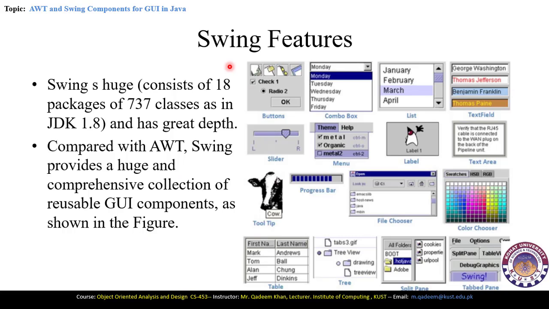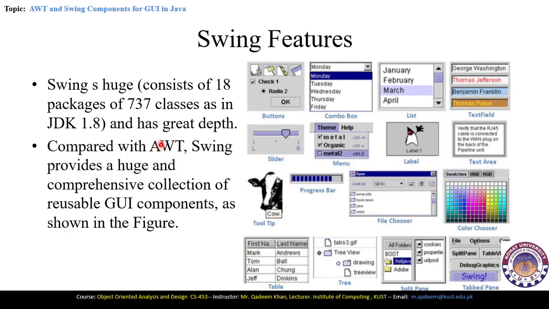Swing controls contain about 18 different packages and 737 classes in JDK 1.8. So these are the most important controls which are used to develop the graphical user interface. As compared to the Abstract Window Toolkit controls, Swing provides a large collection of reusable graphical user interface components, which are shown here.